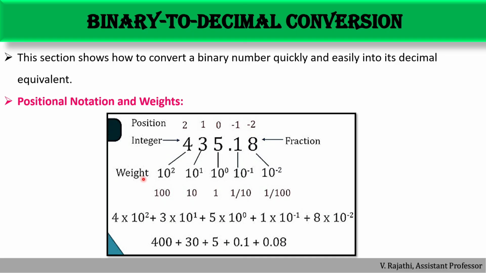The weights will be 10 power 2, 10 power 1, 10 power 0, and after the point they are calculated as 10 power -1 and 10 power -2. 10 power 2 gives 100, 10 power 1 will be 10, anything power 0 will be 1, 10 power -1 can be written as 1 by 10, and 10 power -2 as 1 by 100. This is the way the weights are calculated.